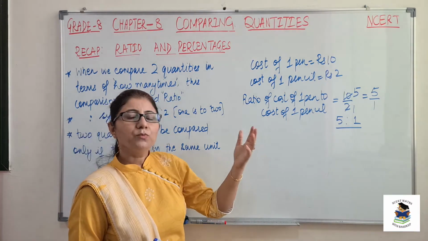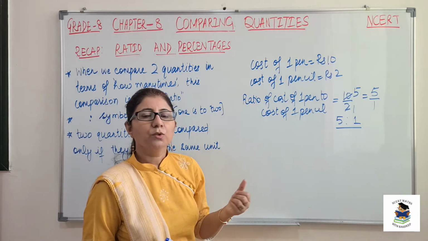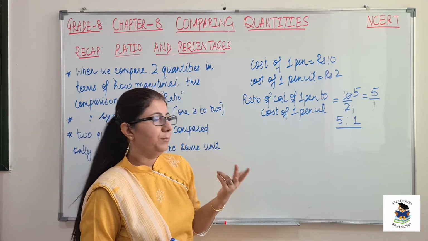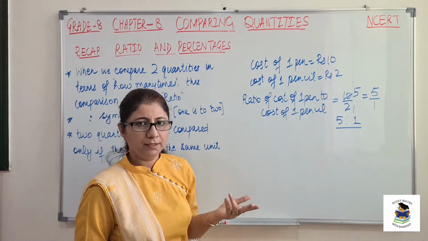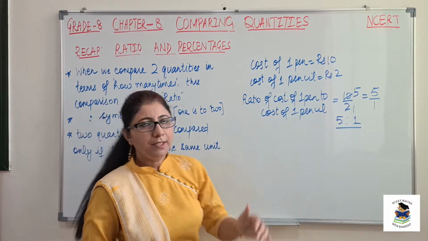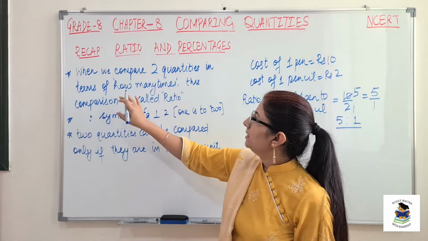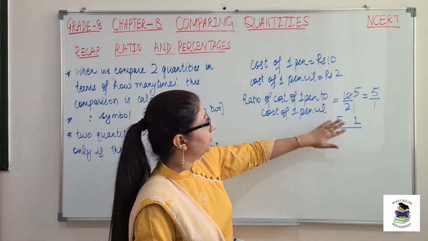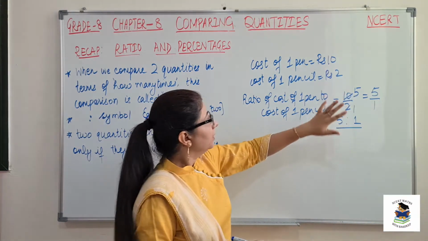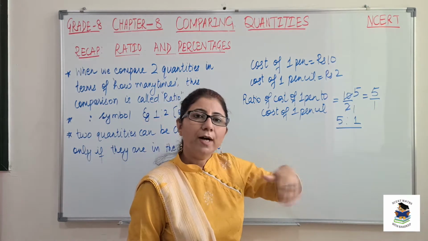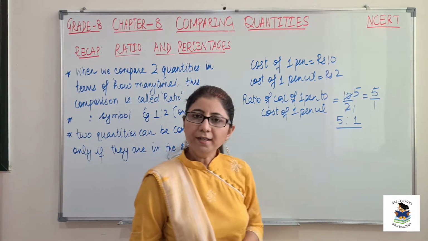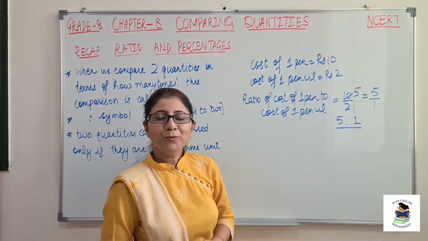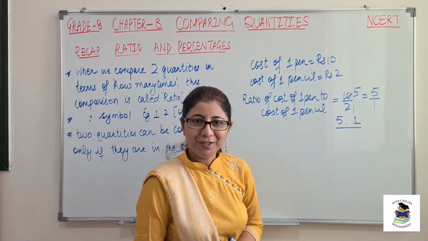Here it is cost, we can have any other measure also. It may be the number of students, it may be the marks or anything like that. This is why I have said here also ratio is how many times. So we have calculated that the cost of one pen is 5 times the cost of one pencil. So now let's take another example to make it more clear.